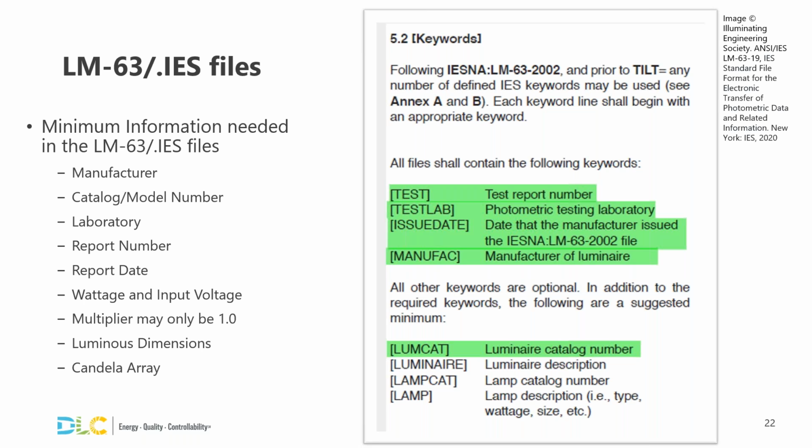The first element I will mention is the catalog or model number. This model number must exactly match the model numbers listed on the luminaire spec sheet and align with the models listed on your application form. Any discrepancy in the model number between the application form, specification sheet, and test reports will delay the DLC review.